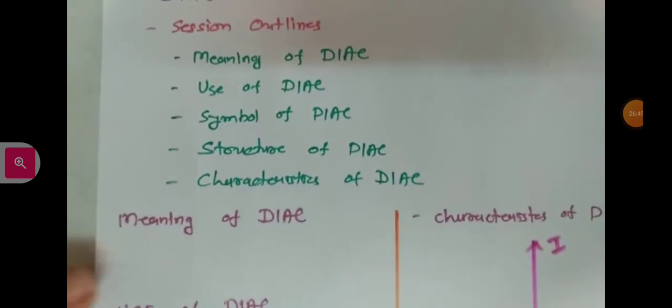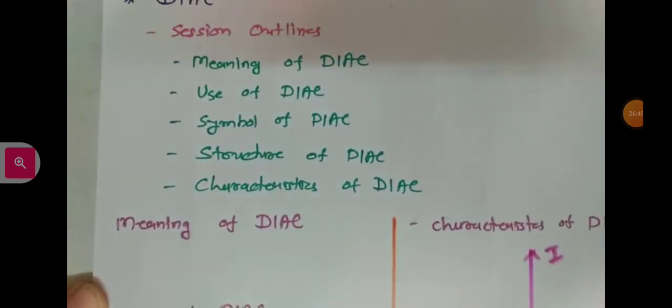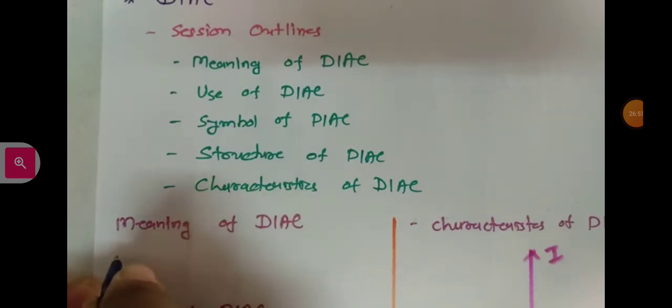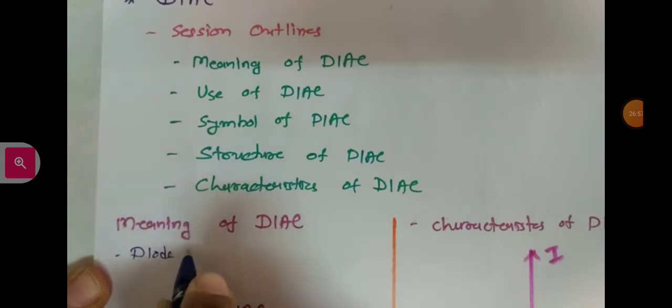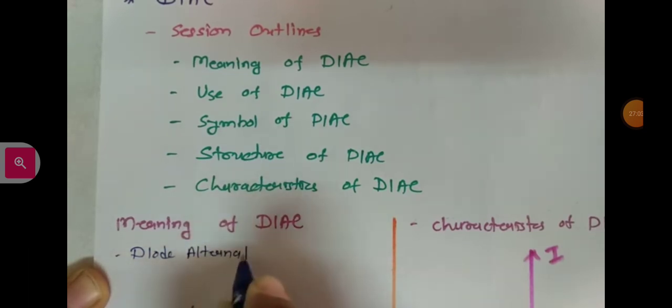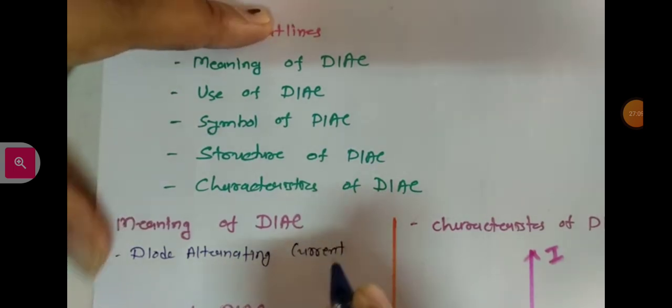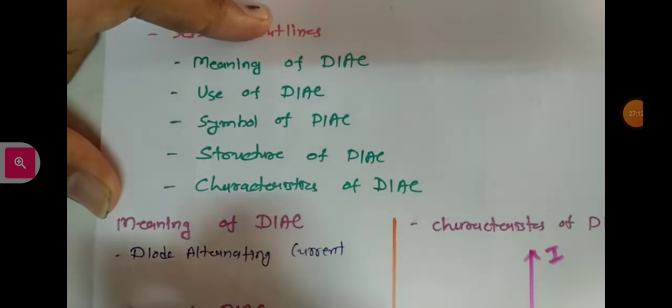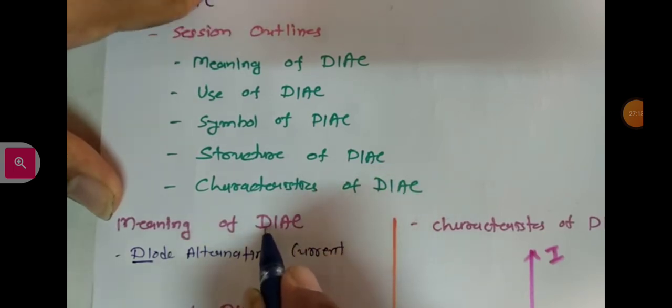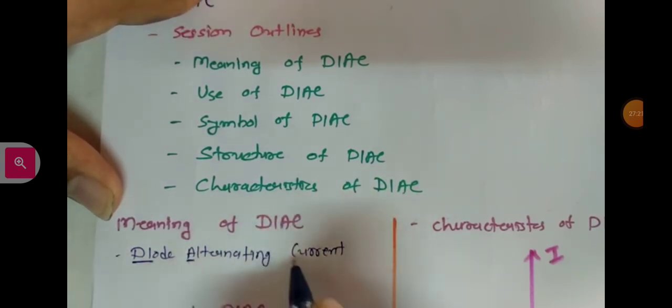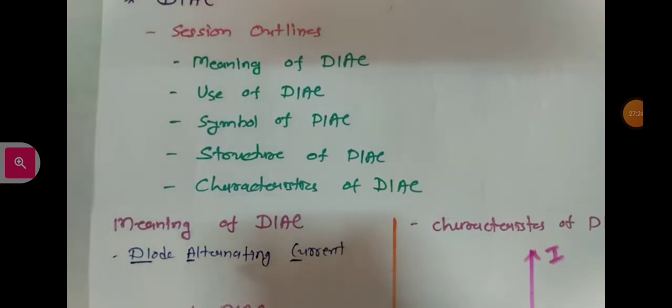When we talk about the meaning of diac, diac means diode alternating current. This is the basic meaning, where one can clearly see the first two letters, di, then a, and then c, that results in diac, which means diode alternating current.